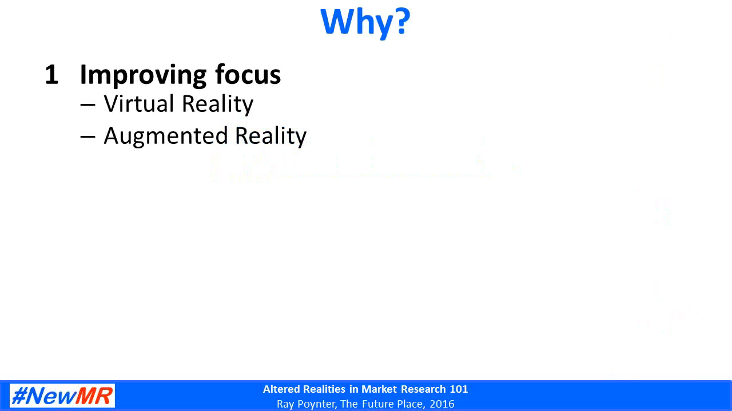The first is to improve the focus, to improve the amount of information that is available. So virtual reality and augmented reality, which we're going to look at in a moment, are all about giving extra information to the participant, making things more real, making them able to look at more aspects of whatever it is that we're looking at. So if it's a shop fitting, they can see more of the shop. If it's a new product, they can turn the product around and they can examine it. So it's providing more information.